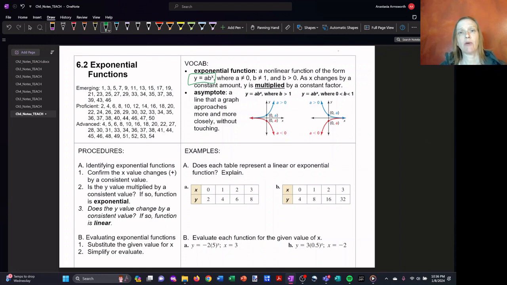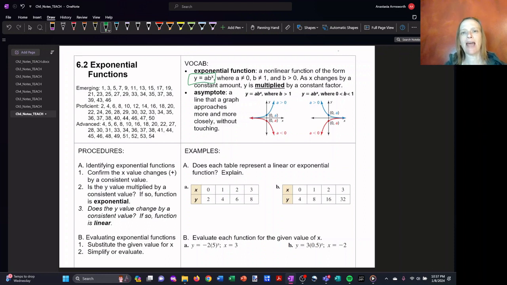What we're going to see with an exponential function, the thing that makes it different from a linear function, is that as x changes by a constant amount, y is going to be multiplied by a constant factor. And with linear expressions, we didn't multiply each time we moved to a new point on the graph. We added a constant value as we moved to each point of the graph. And so you'll see that as we move down.